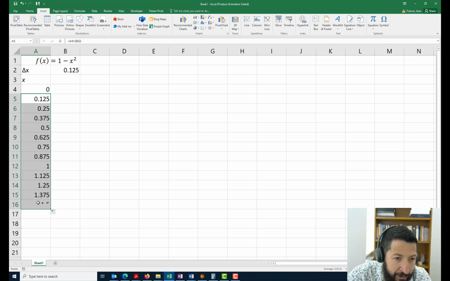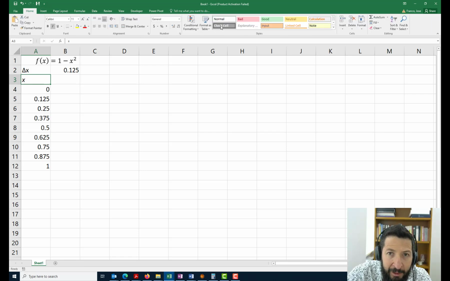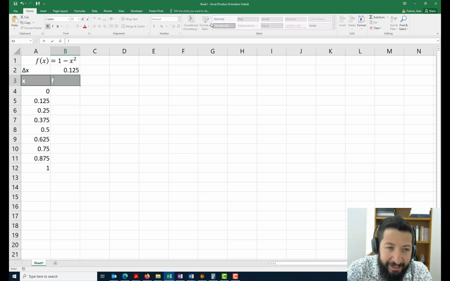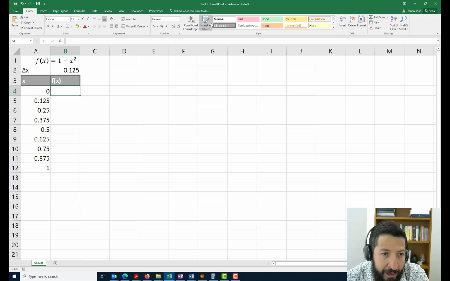You're going to just scroll until you get to 1. These numbers I don't care because I'm going from 0 to 1. If I would have done 10 rectangles, I would have had to do a few more cells. So that is my first column right here with the x's. Next thing I'm going to do is I'm going to evaluate the function at each one of those values.